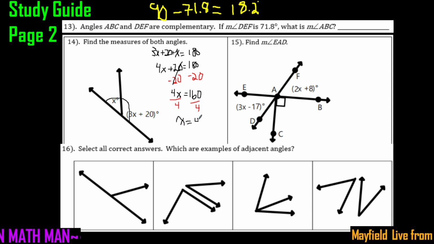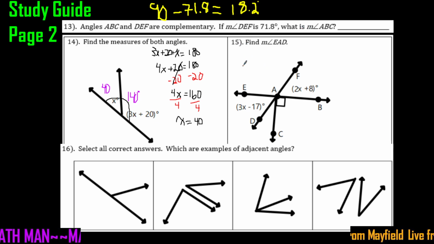So x equals 40. So that means that one of these angle measures is going to be 40 degrees. And we said that they're supplementary, meaning they add up to 180. So that means that this other angle here should be 140 degrees. Again, you could also plug that value into this expression to get that same amount.